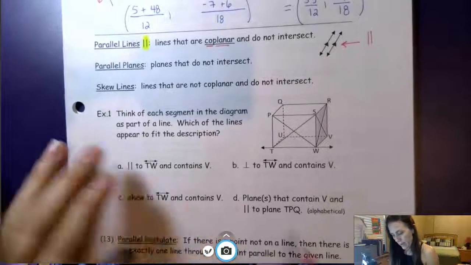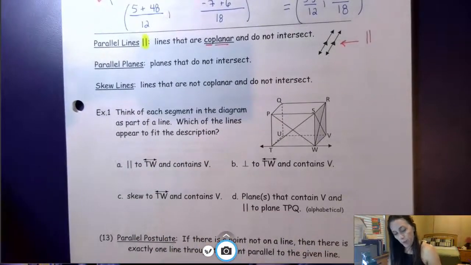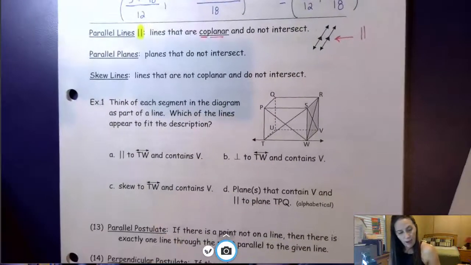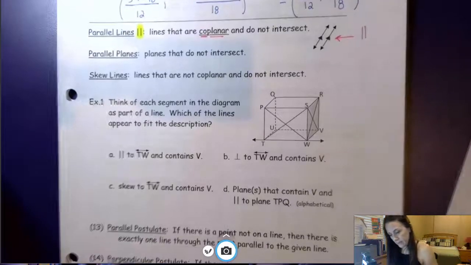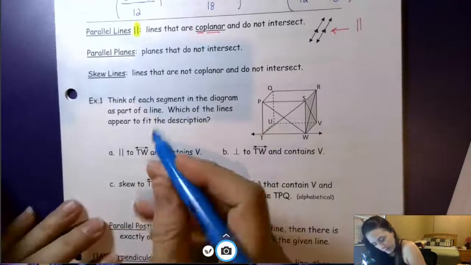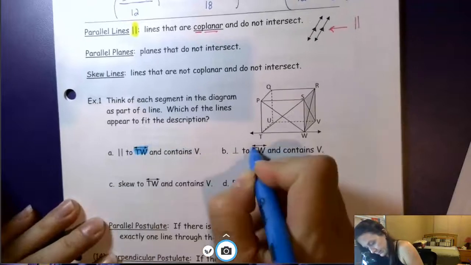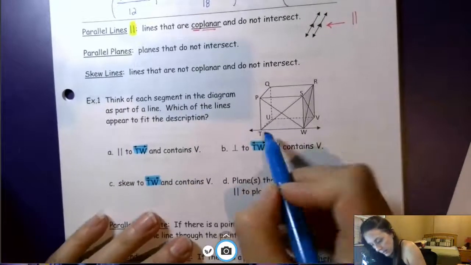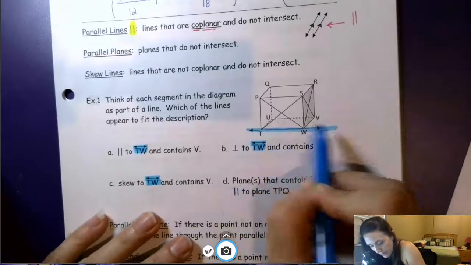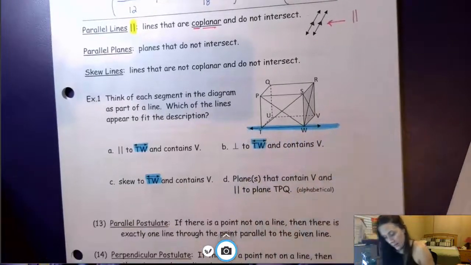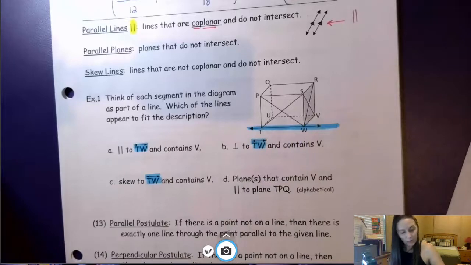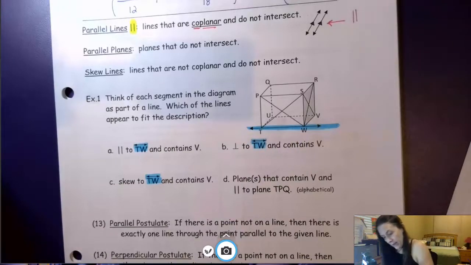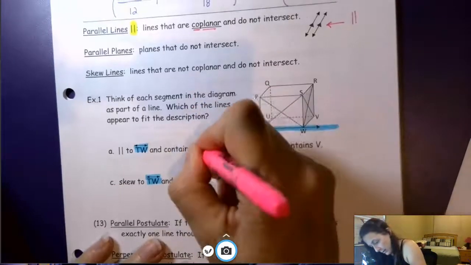Okay, so next we're going to look at this box. Take a minute, answer these questions down here. Pause it if you can. I am going to highlight in blue the TW talked about in each of these. Not the last one. I'm going to highlight TW here so I can look at that. And then I also want to pay attention to V. In every one of these it's asking me about V.